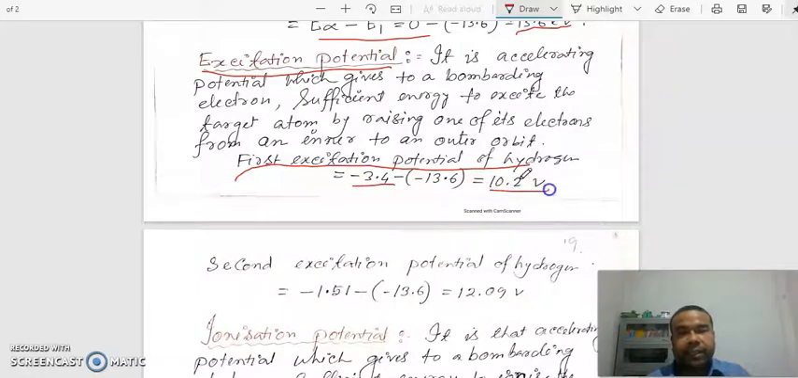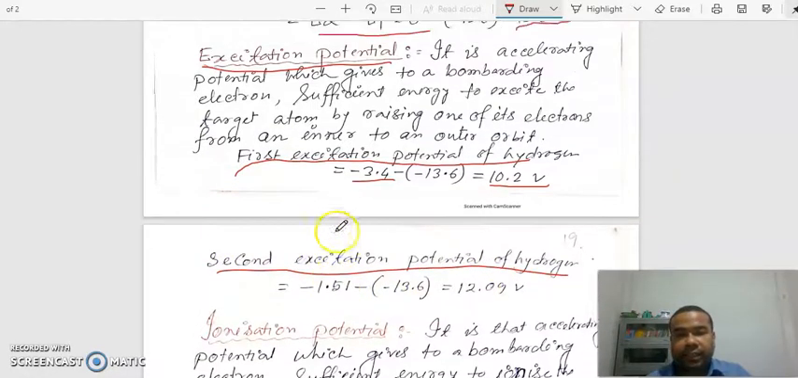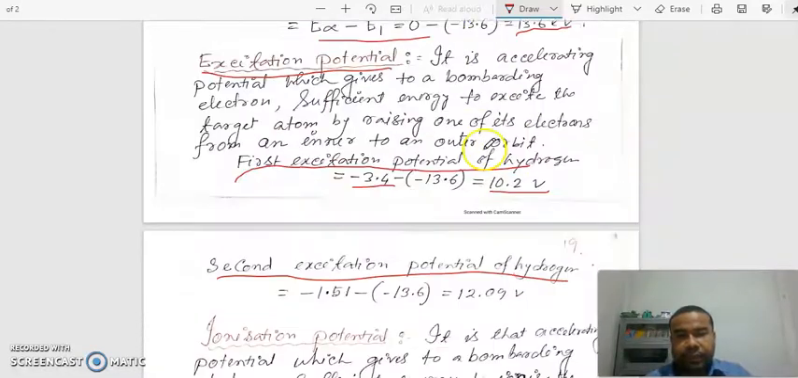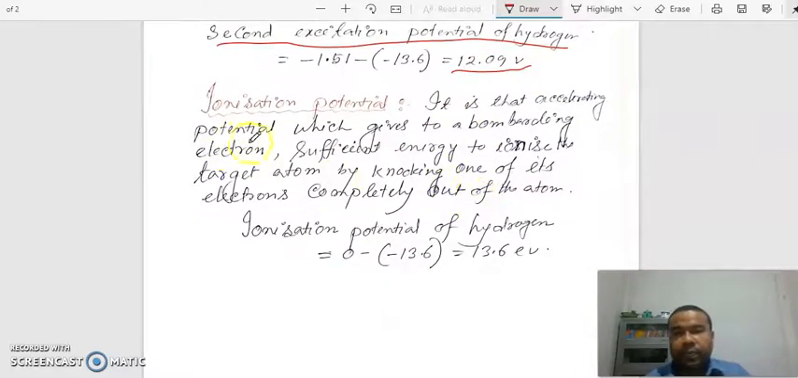Here, since we are writing potential, the unit of potential is volt. Similarly, for the second excitation potential, simply take the difference of the potential in the third orbit and the first orbit. That gives the second excitation potential of the hydrogen atom. So minus 1.51 minus minus 13.6 is 12.09 volt. The unit of potential is volt, so it is 12.09 volt.